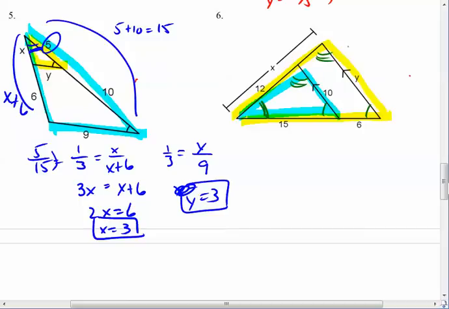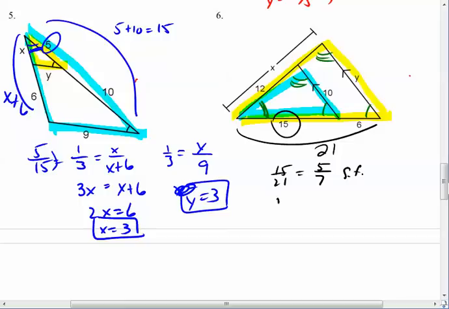I'm looking for corresponding sides that don't contain variables. So it looks like I can use 15 and then 15 plus 6, which is 21. So my scale factor is 15/21, which reduces to 5/7 when I divide by 3. That's my scale factor.